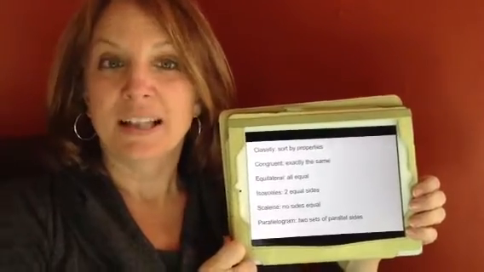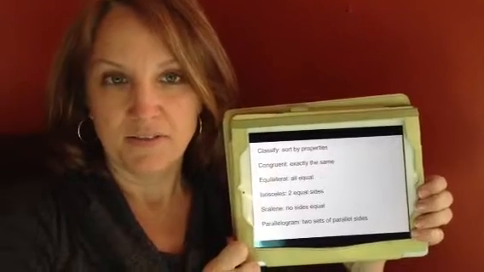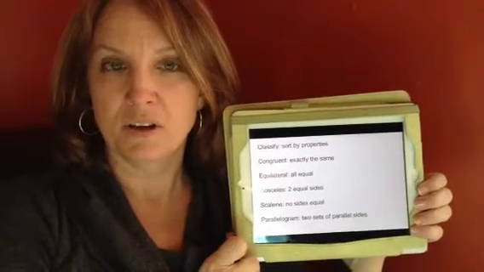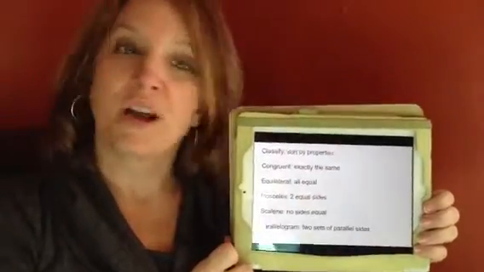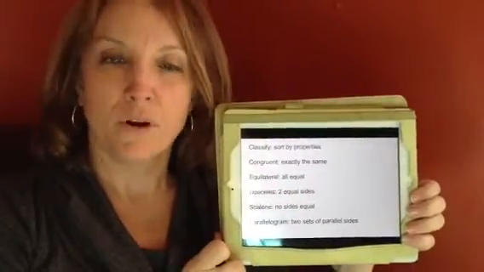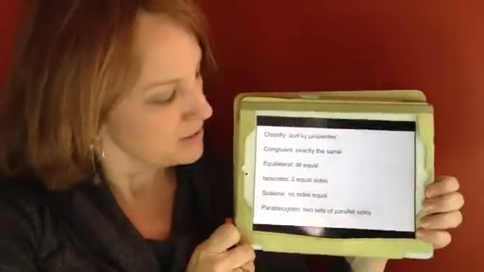Hey, today we're going to be classifying two-dimensional shapes. First thing you need to do is write down these definitions, and you can pause the video so that you can get them all down. We're going to be talking about triangles. We're going to be talking about quadrilaterals. You'll remember that quadrilaterals are shapes that have four sides.